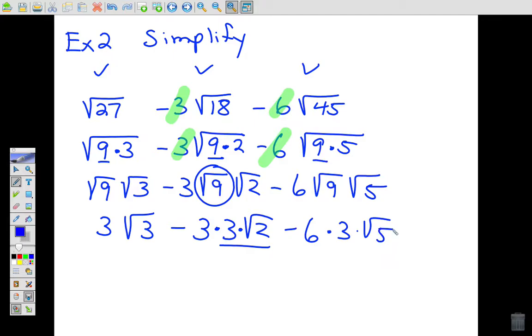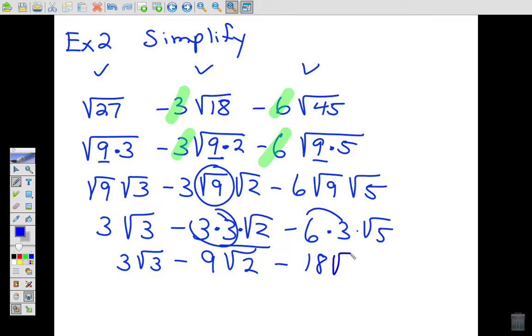Now let's simplify this up. So I have 3 radical 3 minus, 3 times 3 is 9 radical 2, minus 6 times 3 is 18 radical 5. Now I have 3 terms. Are any of these like terms? As I look at that, I have a radical 3, I have a radical 2, and I have a radical 5. None of these are like terms.